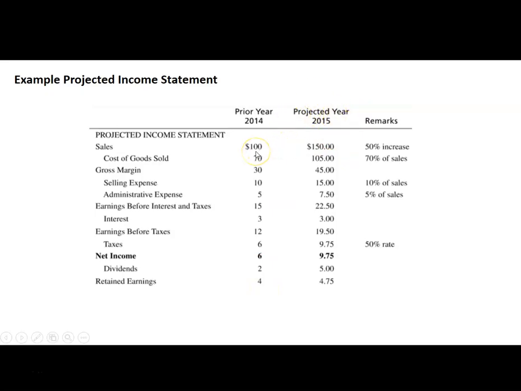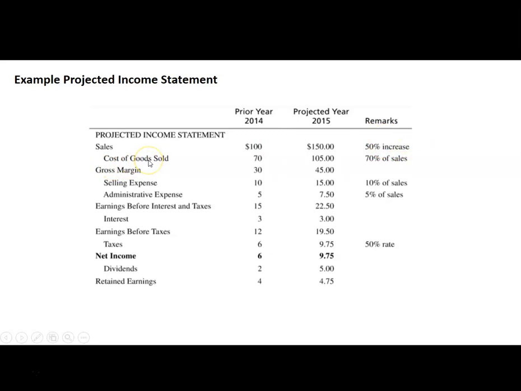And so if last year we had a sale of $100, which probably is in millions or something, perhaps based on our recommendations that we think are really great for a variety of reasons, we think that there'll be a 50% increase in our sales based on those new recommendations. So we take our $100 from last year, increase that number by 50%, and we have our $150 projected sales for next year. And we note how we determine that in this remarks column here.